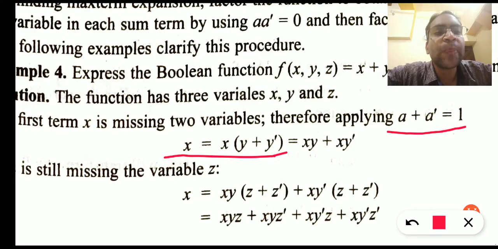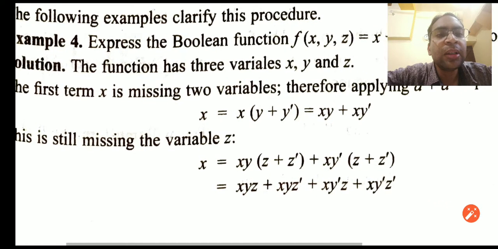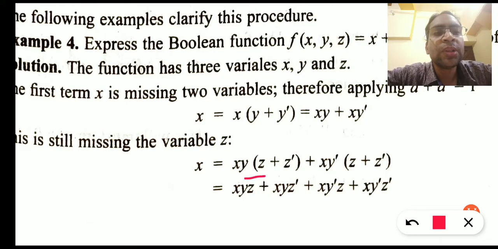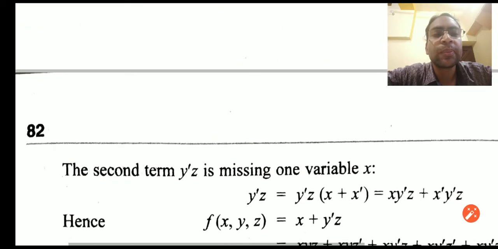So now this can be expanded with the help of the distributive theorem: xy plus xy bar. Still missing the third variable, so again we will use the theorem of complement. So z plus z bar into both, and then again we'll expand, and we get xyz plus xyz bar plus xy bar z plus xy bar z bar. So this is the expansion.